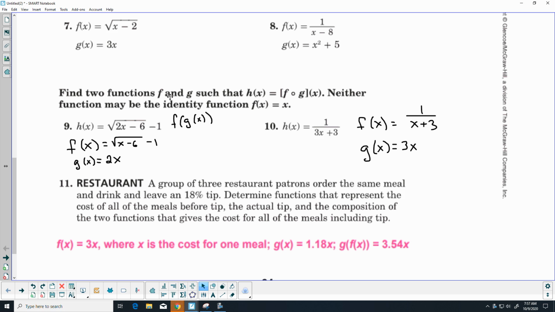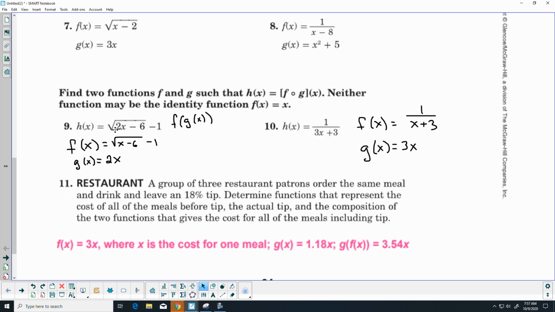You want to find two functions, f and g, such that h of x equals a composite function of f and g. And then they wanted to make it a little bit harder, so they said none of the functions can be f of x equals x. Well, h of x has to be f of g of x. So that means I need to find some function. If I plug the g function into the f function, this is my outcome.